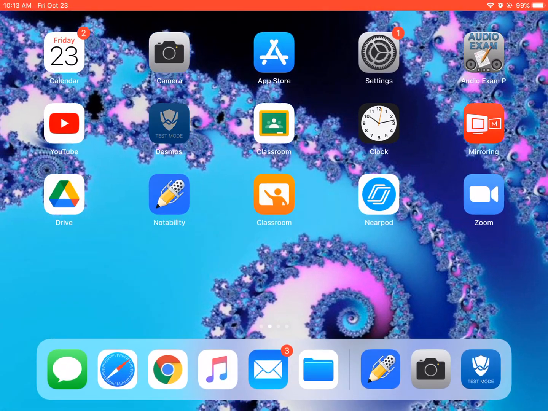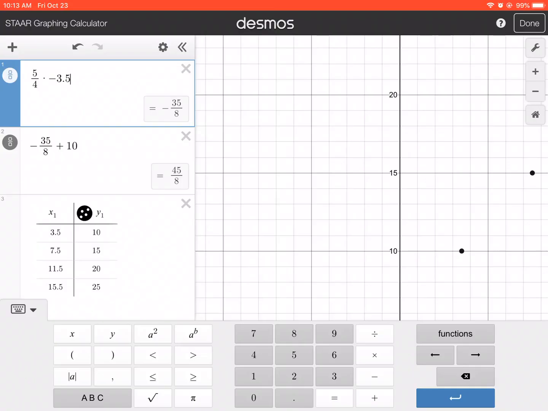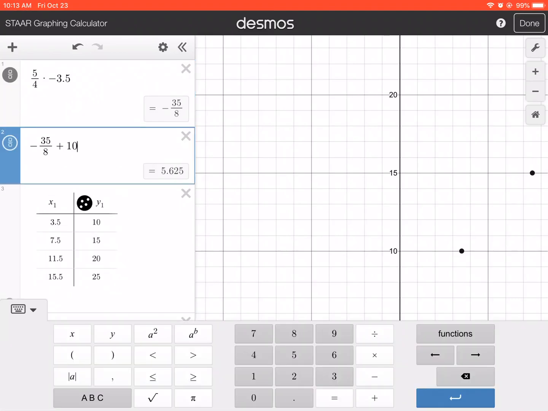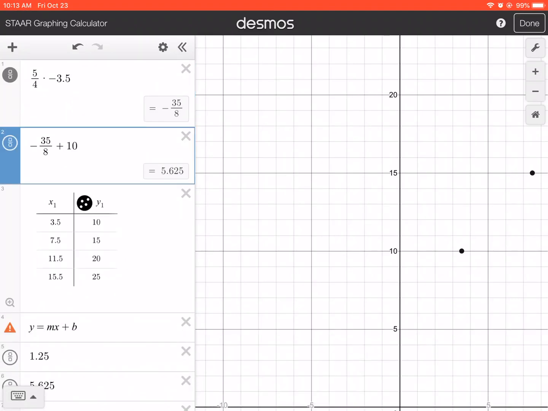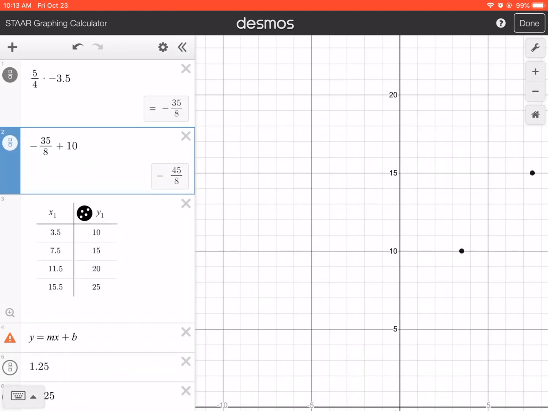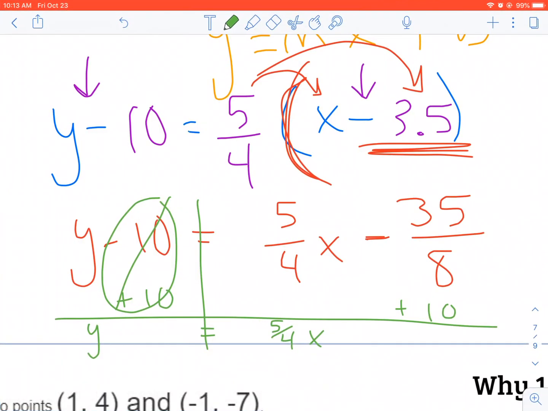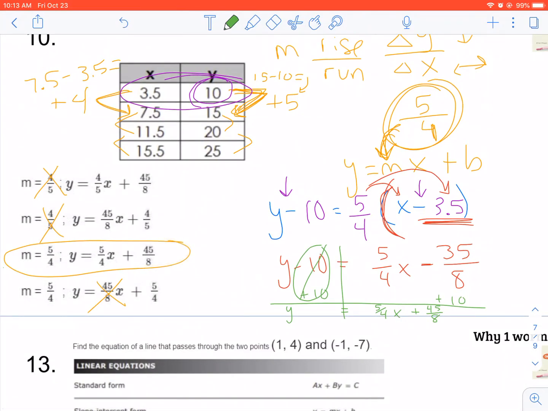So we go back to Desmos, and negative 35 over 8 plus 10, you can see it right here in box number 2. And again, you're going to see the answer of 5.625, which is not allowed. We need a fraction for this question. So I just hit that button in that blue margin. 45 over 8. And that is where this answer right here comes from. So this is correct.